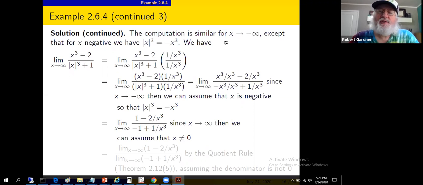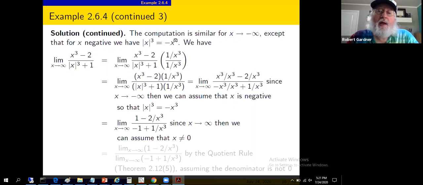The computation is similar when x approaches negative infinity, except x is negative now. So when we look at the absolute value of x cubed, that thing is positive. But if I cover this up, x cubed itself would be negative, because x is negative. So we need to insert another negative to make it positive. Is negative x cubed indeed positive? Yeah, it's a product of 2 negatives.